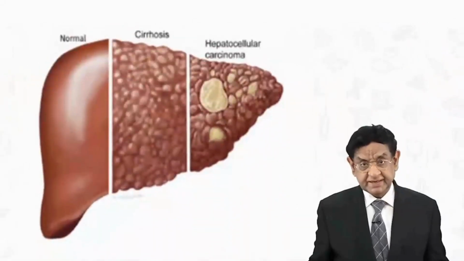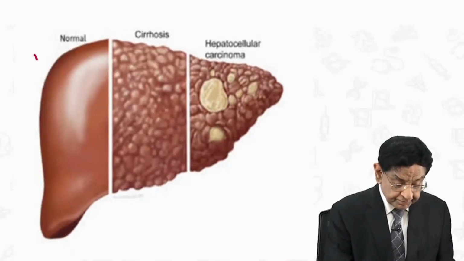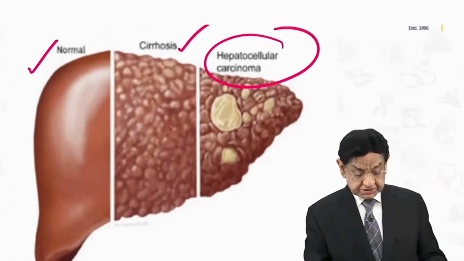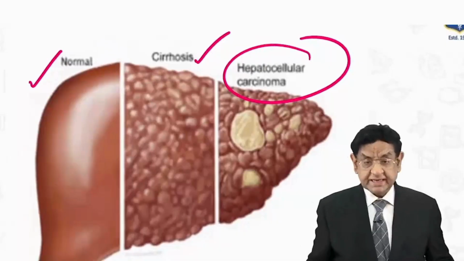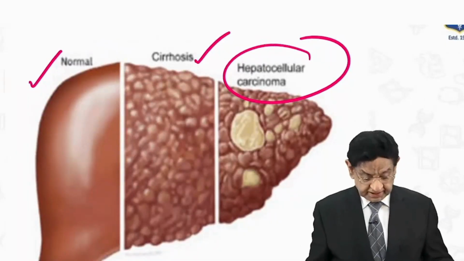So, lovely slide. Normal liver, cirrhosis and hepatocellular carcinoma. The cancer has occurred. Three things seen in a single slide.